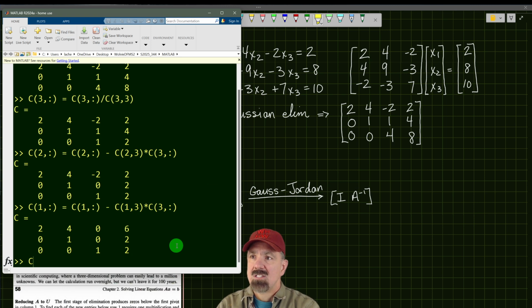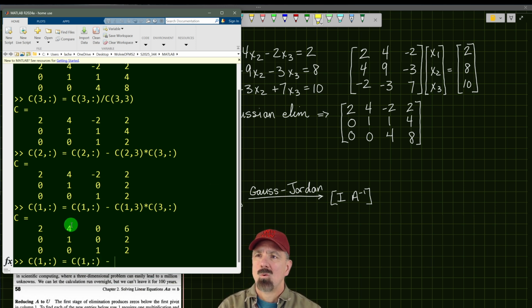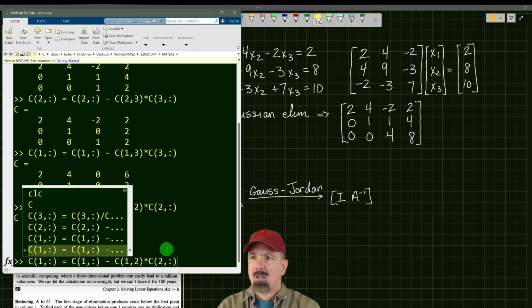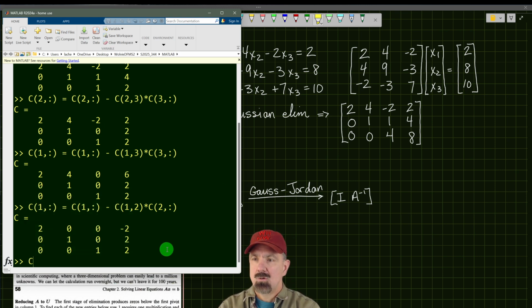So we have C1 comma colon is going to be equal to first row minus whatever this value here is. So that's C, and that is first row, second column, times, and now we're eliminating with the second row. So this is C2 comma colon. And we can see the elimination has happened here.